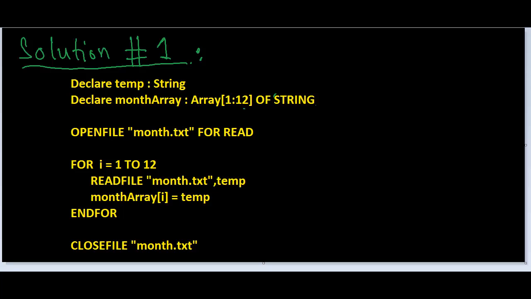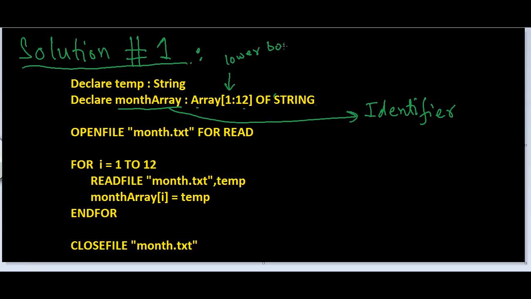So this is solution number 1, and as you can see we have declared an array, right? And this is the name of our array, or you can say this is the identifier of our array, right? So this is the identifier of our array, and this is the lower bound of this array. So the starting element is element number 1, and this is the upper bound of the array. So the final or the last element is element number 12, and therefore 12 is our upper bound.